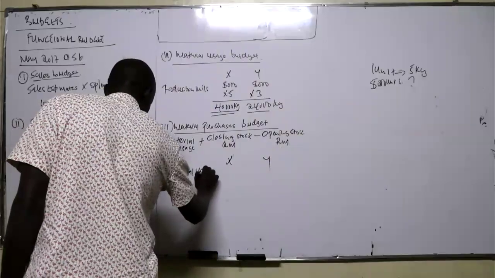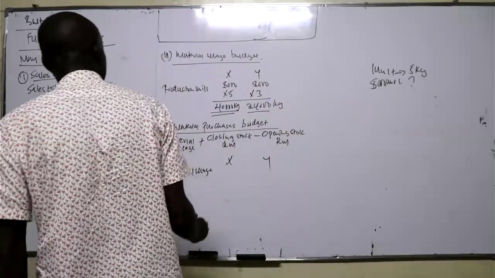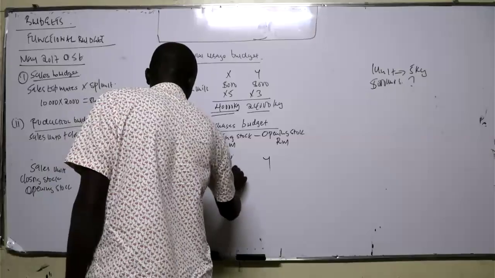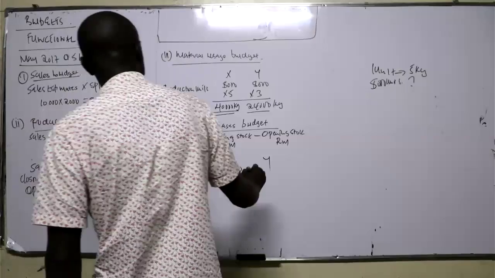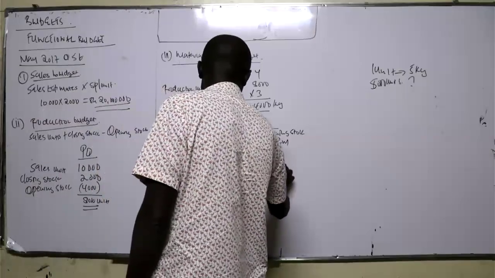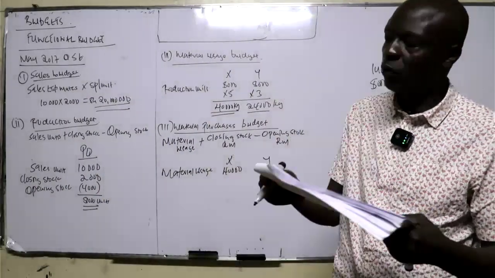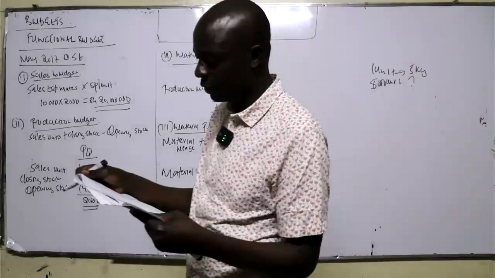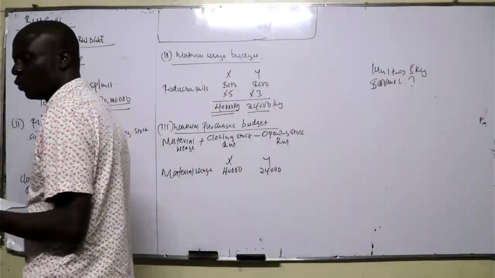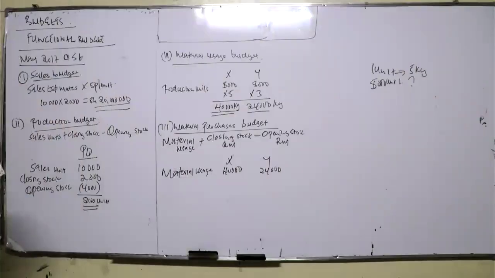Material usage. So they're using how many kgs here? 40,000 kgs. And here they're using how many kgs? 24,000 kgs. What is the closing stock of raw material? We go to note number 6 in order to determine the closing stock of raw material.